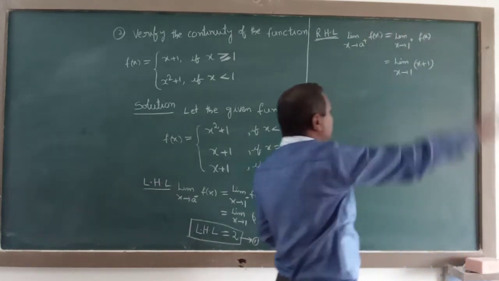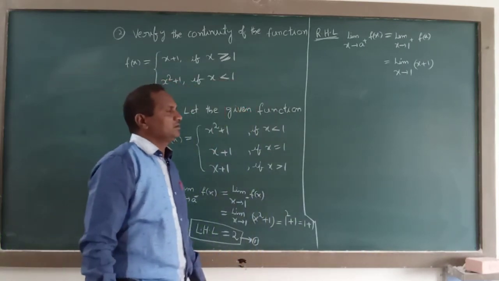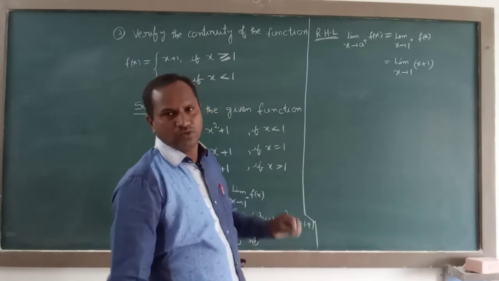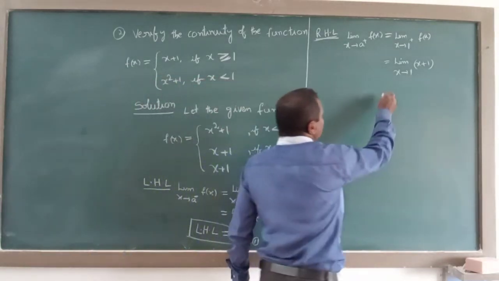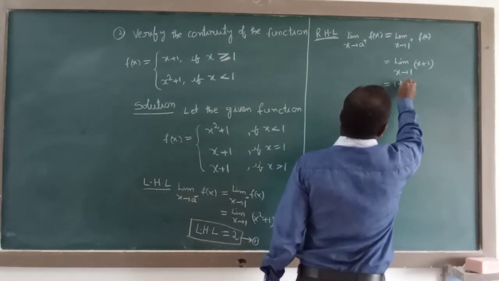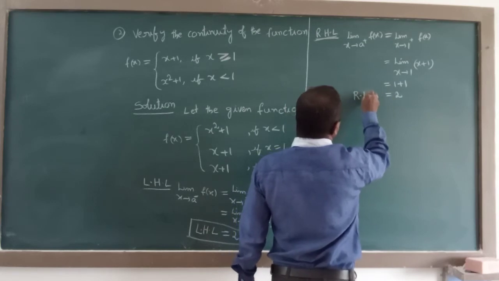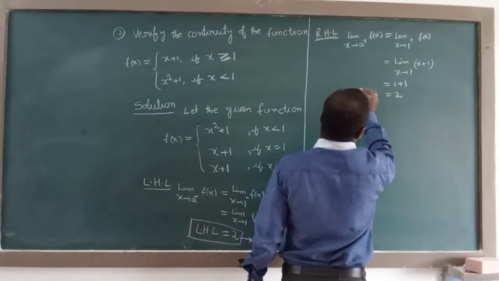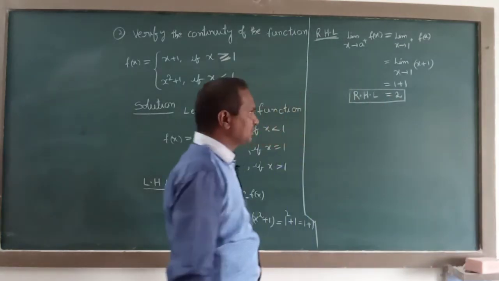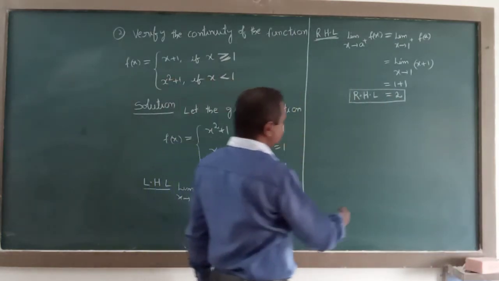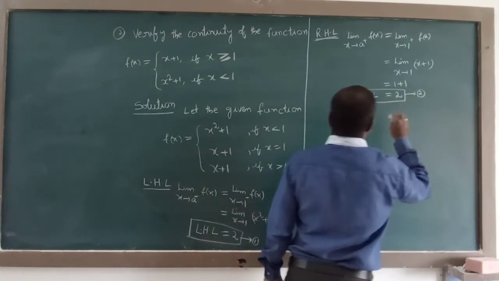Now you remove the limit symbol. When removing the limit symbol, whichever value the variable tends to, we must substitute that value in place of x here. It is 1 plus 1, which is equal to 2. That is the RHL, right hand limit. Finally, we should write the function value. We represent this as equation number 2.